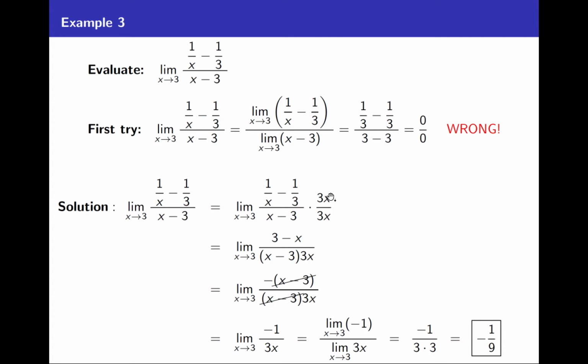So the moral of this example is to try multiplying by 1 in the form of an expression divided by itself that has the potential of simplifying parts of your expression. Technically, you can multiply by any expression divided by itself as long as it's not 0 divided by 0, but only certain expressions divided by themselves are going to give you traction. Here it had to be 3 times x to simplify this to 3 minus x.